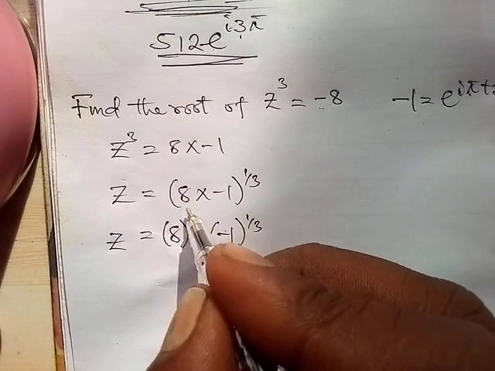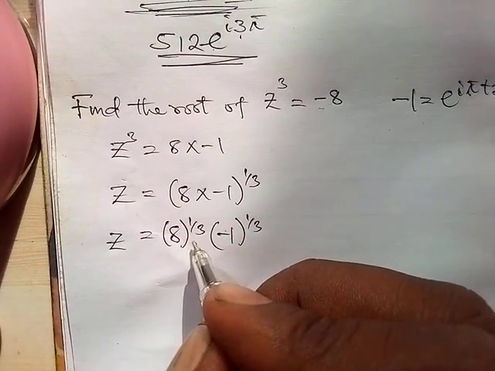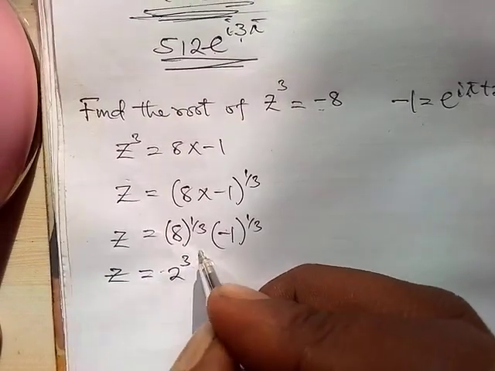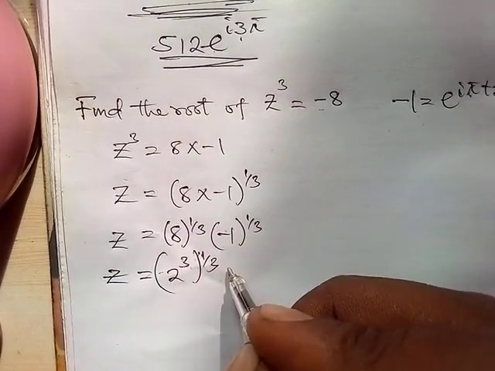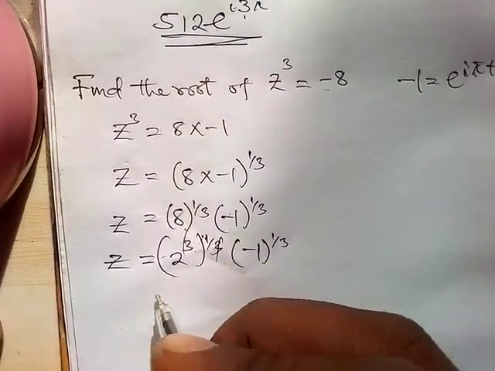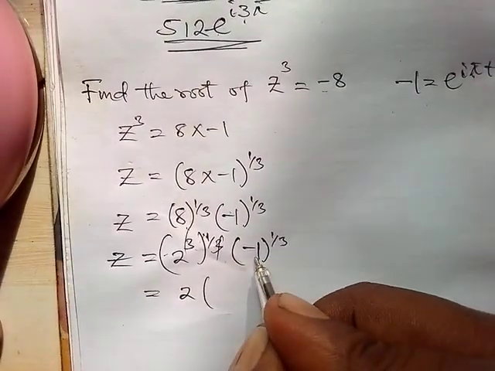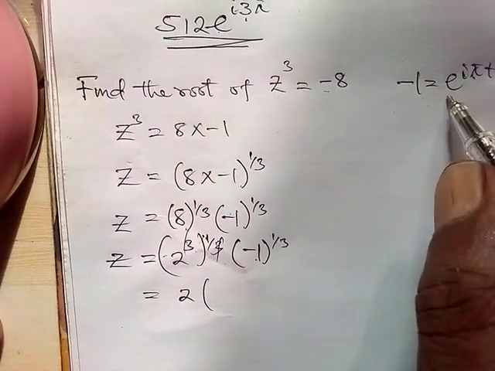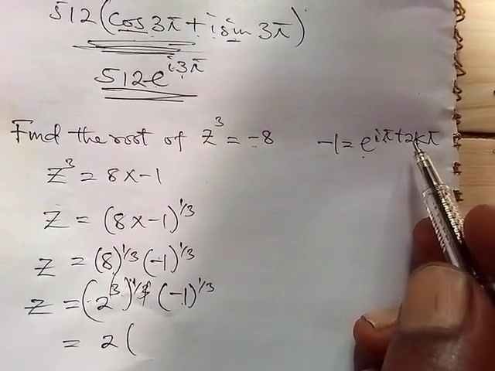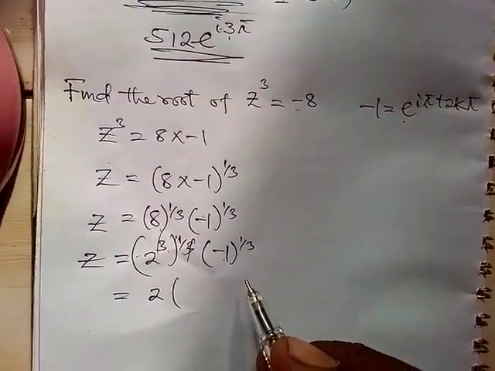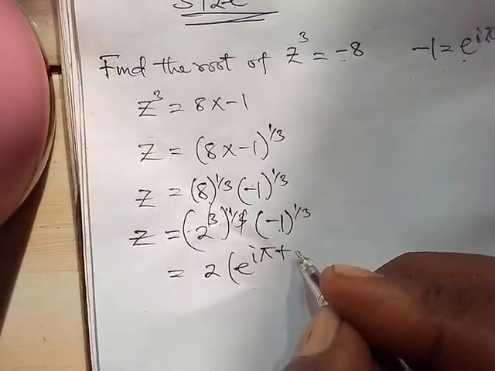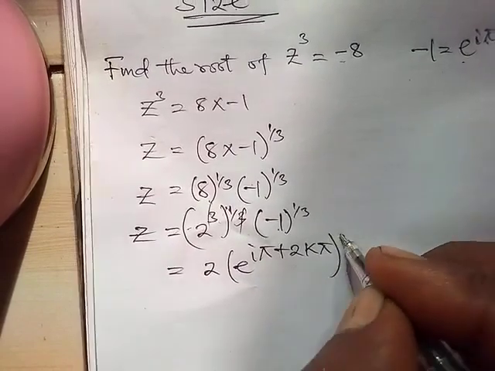So once we have this raised to power, this is already 2. So we have that z is equal to 2 raised to power 3 into 1 over 3, then minus 1 into 1 over 3, so that the 3 can cancel this. What is left here is 2 into minus 1. Instead of writing the minus 1, we can replace it with the identity, which is e to the i (pi plus 2k pi). So if we replace it with that, we're going to have e to the i (pi plus 2k pi) to the power 1 over 3.